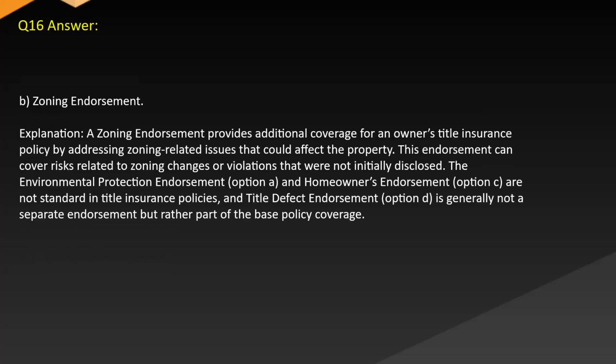Answer: B. Zoning endorsement. Explanation: A zoning endorsement provides additional coverage for an owner's title insurance policy by addressing zoning-related issues that could affect the property. This endorsement can cover risks related to zoning changes or violations that were not initially disclosed. The environmental protection endorsement, option A, and homeowner's endorsement, option C, are not standard in title insurance policies, and title defect endorsement, option D, is generally not a separate endorsement but rather part of the base policy coverage.